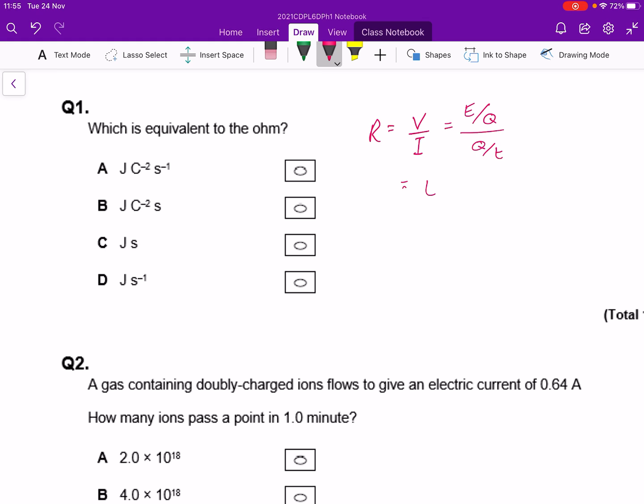What does this look like then? This is ET over Q squared, which would have units of joule seconds per coulomb squared. Yeah, that's going to be B then, isn't it? Joule seconds per coulomb squared.